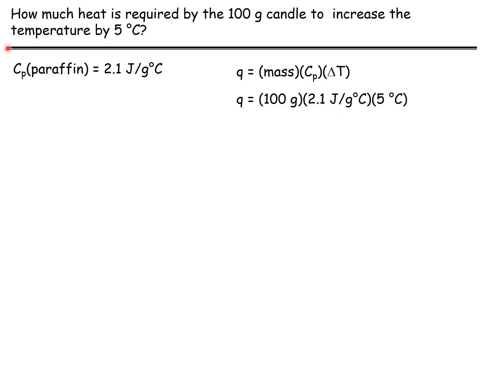And so we say, all right, well, I know I have a 100-gram candle, so the 100 grams goes in for the mass. We looked up the specific heat capacity for paraffin. It's 2.1 joules per gram degree C, so we substitute that in. And we want to see the temperature change by 5 degrees C, so that's what our delta T is going to be. Delta, or triangle, as a lot of my students say, means change in. So we go ahead and we run that through the calculator, and we get that this would require 1050 joules in order to change the temperature of the candle by 5 degrees C.